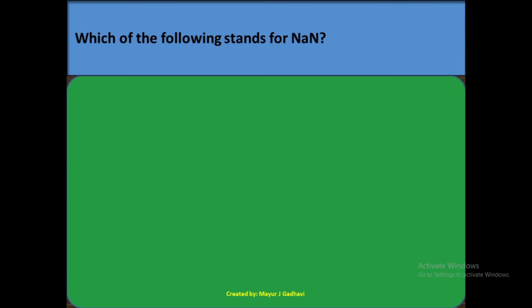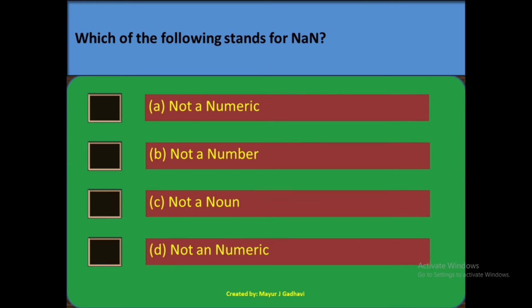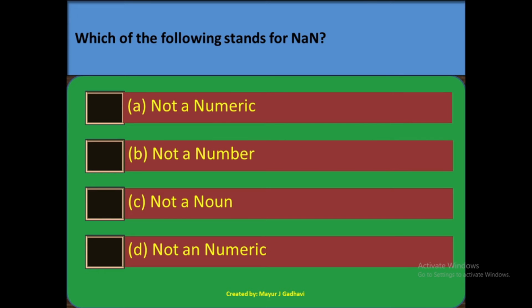Next, which of the following stands for NaN? Options are A, not a numeric, B, not a number, C, not a noun or D, not a numeric. Well, the correct answer is B, not a number.